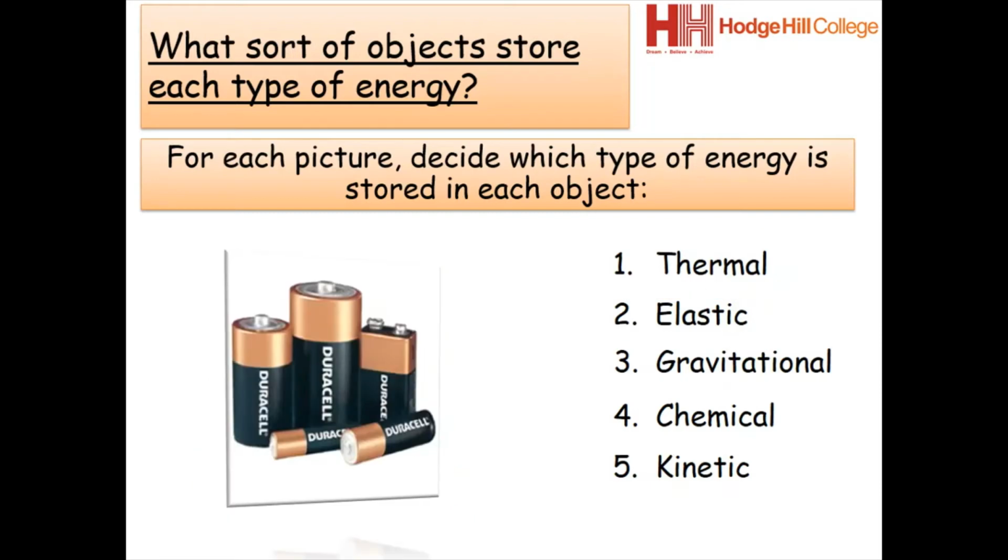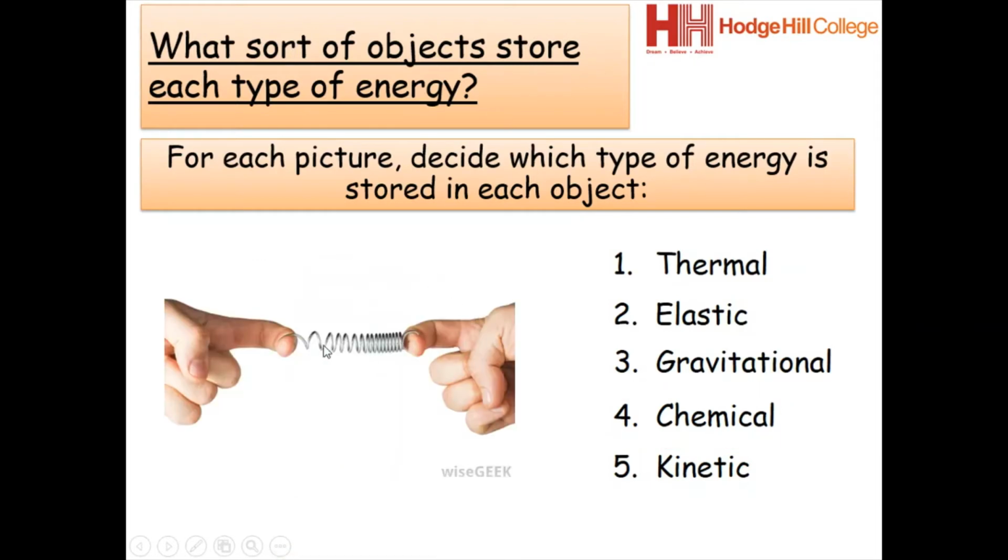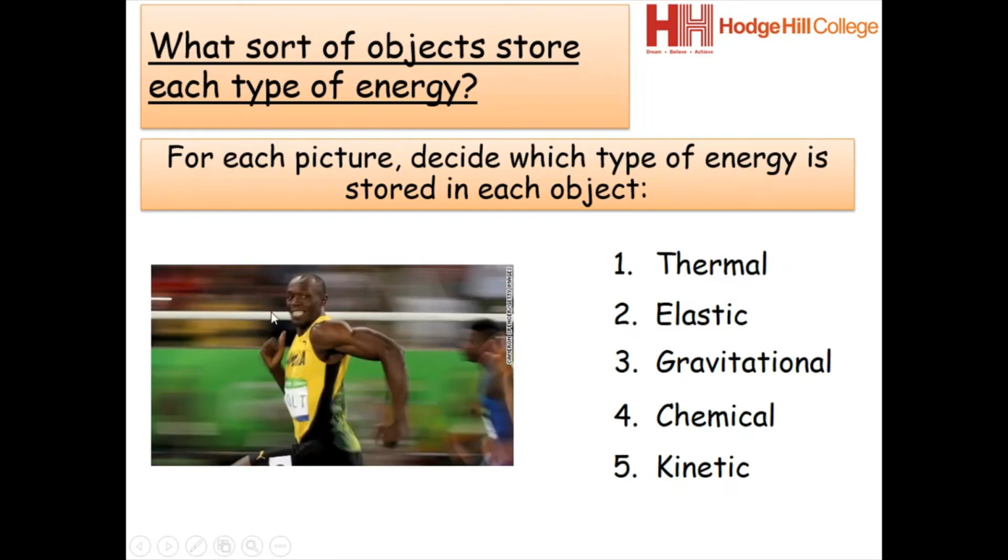These are batteries. Their energy store is going to be chemical, because there's stored energy inside, which is released through chemical reactions. This is a spring. When it's pulled, it has elastic energy. This is Usain Bolt. He's moving. His energy store is going to be kinetic.